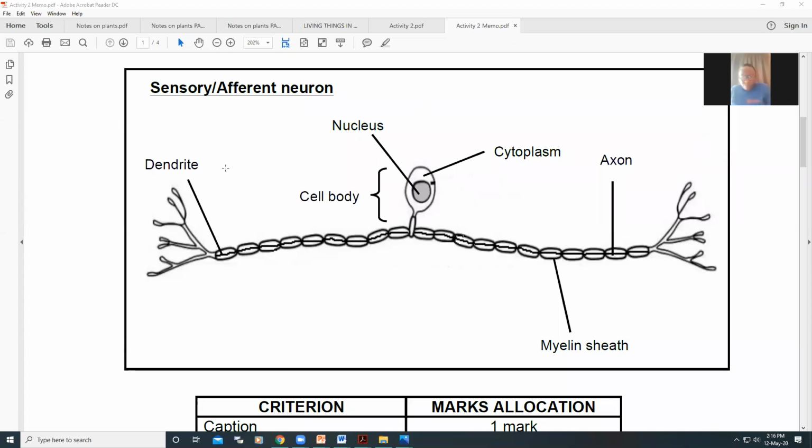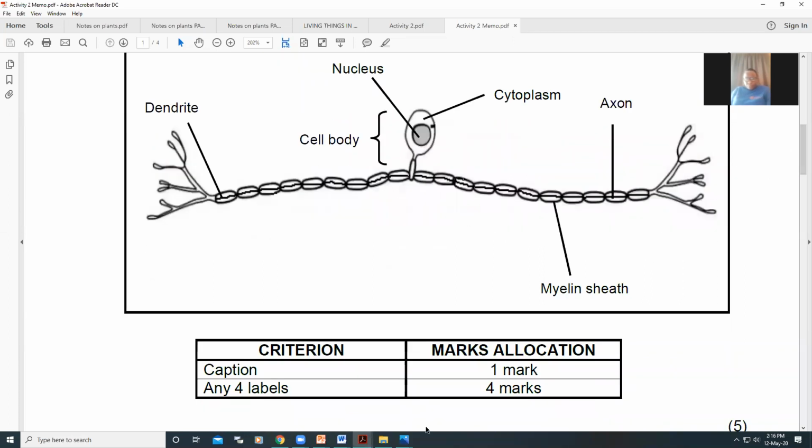And in this case, the direction of the impulse is something that is recommended to show. There wasn't a mark for it, but it makes sense because it shows that you understand what's going on. Okay, and then you can see 4 marks for 4 labels. So there's the myelin sheath, the axon. And in this diagram, the direction of the impulse is the other way, from left to right, because you've got the dendrites on the left-hand side and the axons on the right-hand side. They've got cell body, nucleus, cytoplasm, axon, any 4 of those should have been there.